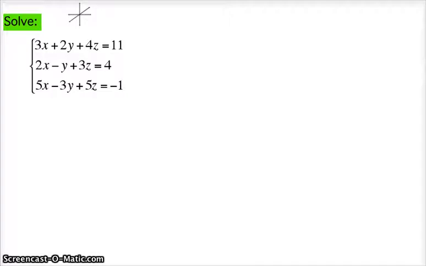Really, you just need to find a way to whittle down and get rid of some of your variables in order to solve for one variable at a time. So for this first example, I just happen to notice that in the middle of my equations here, I've got this nice -1y. So I'm going to try to take advantage of that and use the method of elimination in order to whittle down and find my solution to my system.